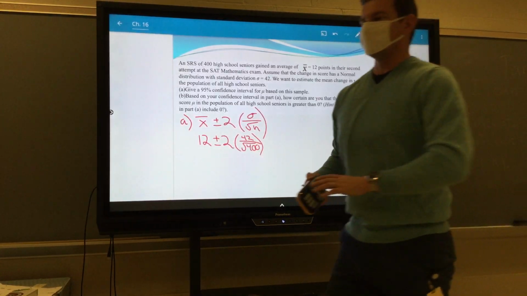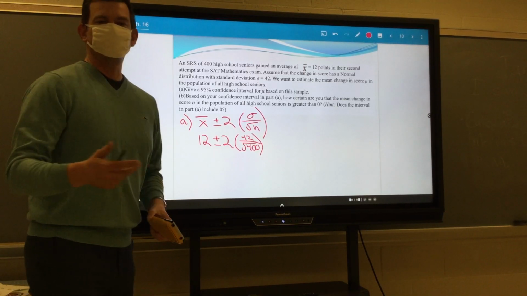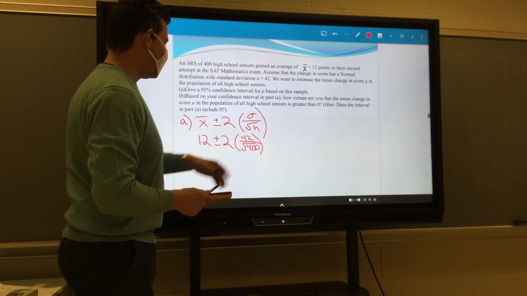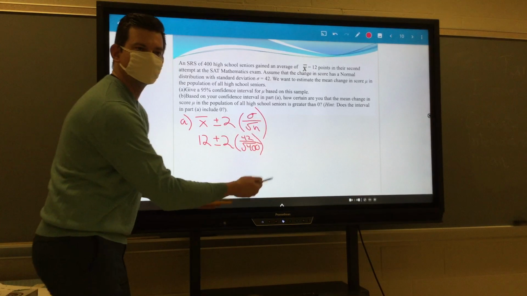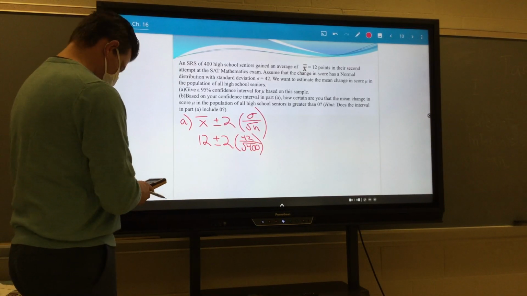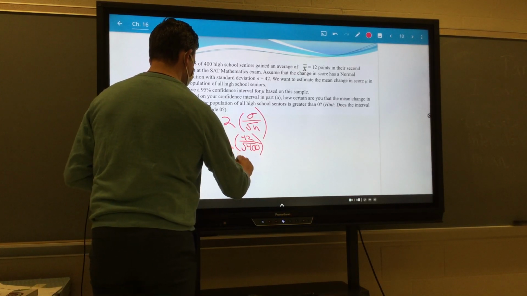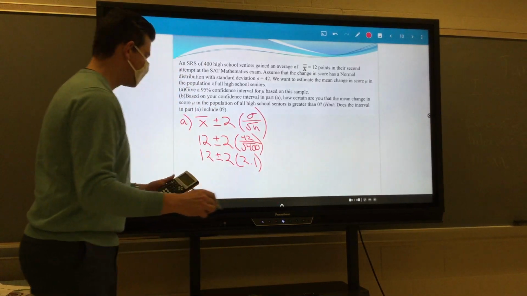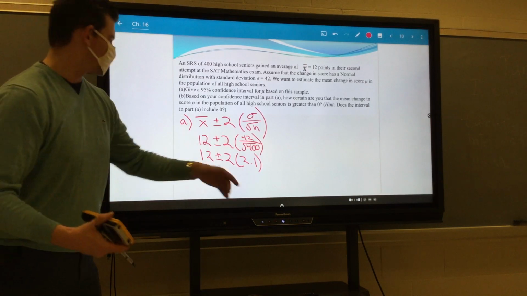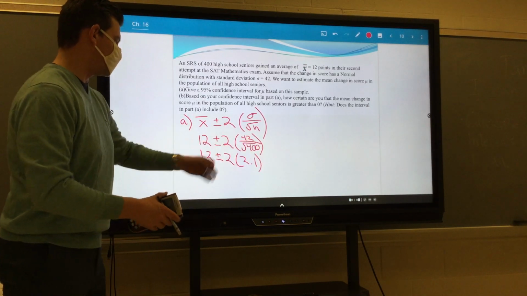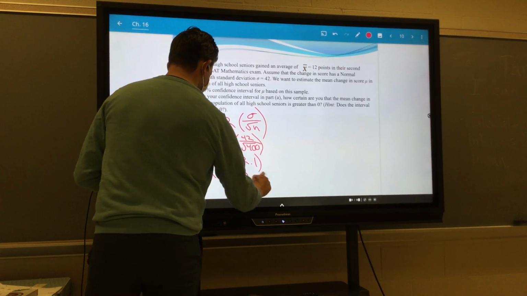Glad I got that on the recorded version, right? We know that square root of 400 is 20. I'm going to show the work here, but in the future, you could just do this as a single calculation. 42 divided by the 20 gives us 2.1. So we've got 12 plus or minus 2 times 2.1. So there is that, it's called standard error. We're taking 2 of those below and above. So 12 plus or minus 4.2.